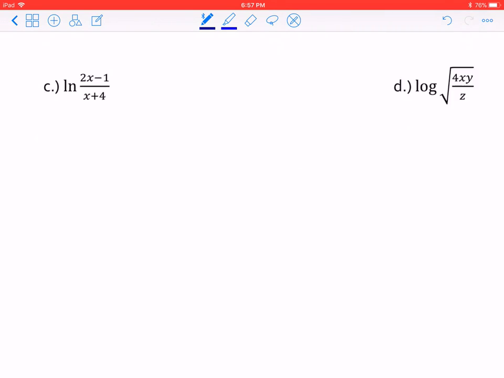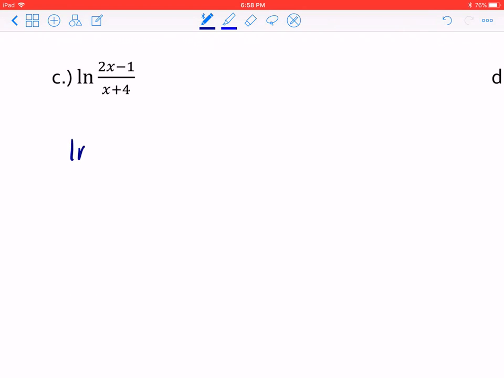All right, now let's look at these worked out. In the case of C, we have a quotient. The expression on top is 2x minus 1, so when we expand it, that is going to be ln of 2x minus 1. It's going to be positive, of course, because it's in the numerator. And the x plus 4 is in the denominator, so this expands to minus ln of x plus 4. Again, do not distribute, as we have no addition or subtraction property for logarithms.